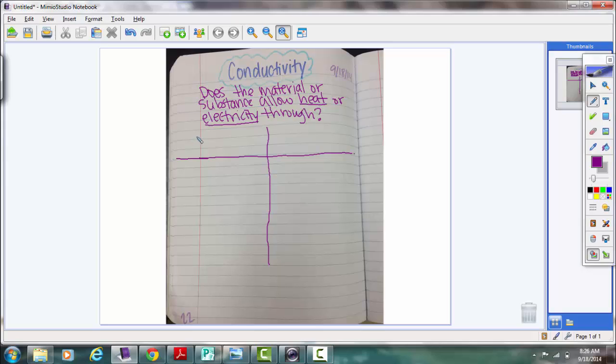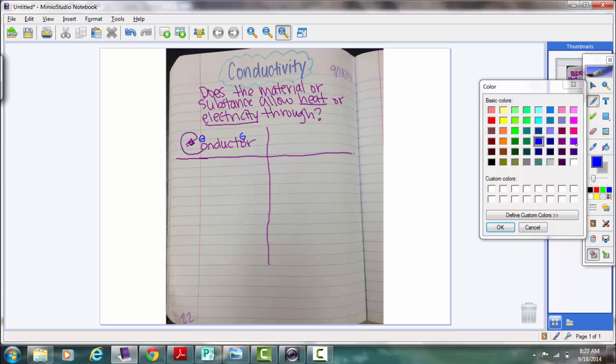So for conductor, we're going to make our C like a little electrical plug. Okay? So that is conductor, and we're going to write it like this. And then above my O's, I am going to write a G so that it says go. Okay? Because conductors let heat or electricity go. It lets it go through. Okay? That is a conductor. So if a material is a conductor, then it does have the property of conductivity.